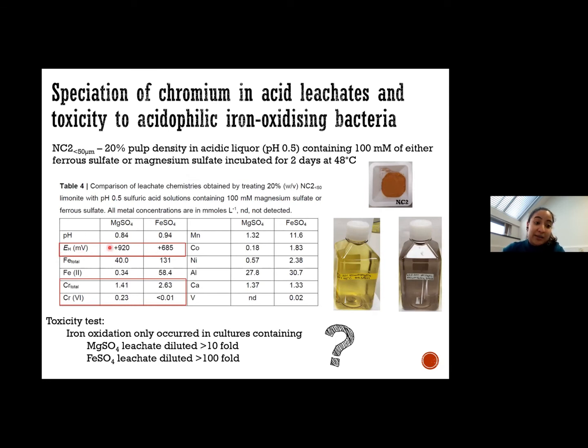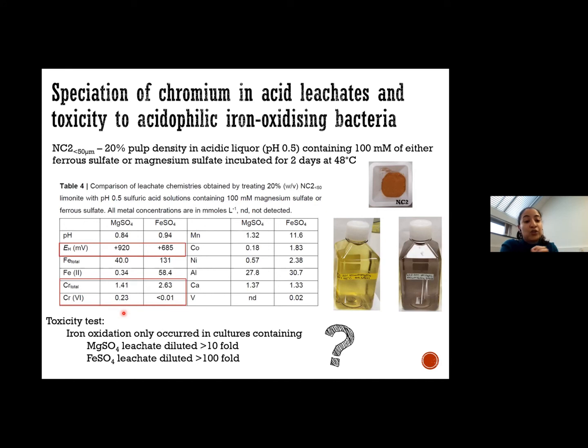The redox potential with the magnesium extract was very high, and around 680 when we used the ferrous sulfate extract. Here, the total concentration of chromium for the magnesium extract and the iron extract. And interesting that the chromium-6 here was not detectable with the ferrous iron extract, which is expected because we wanted the ferrous iron to reduce that chromium-6. And you can see that it was detected in the magnesium sulfate. Okay, this was all abiotic.